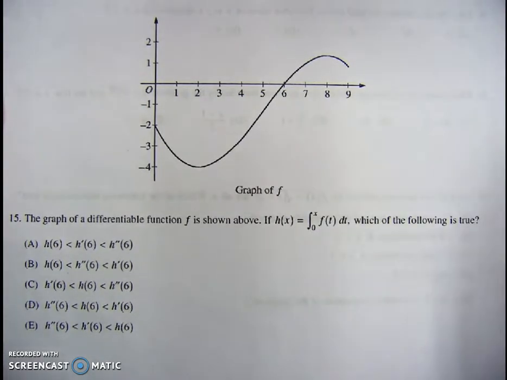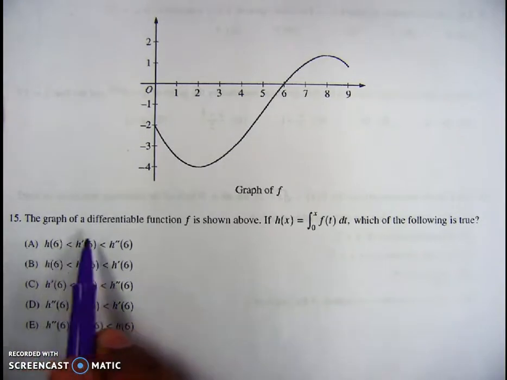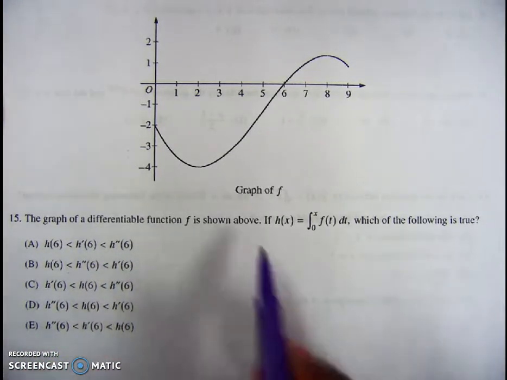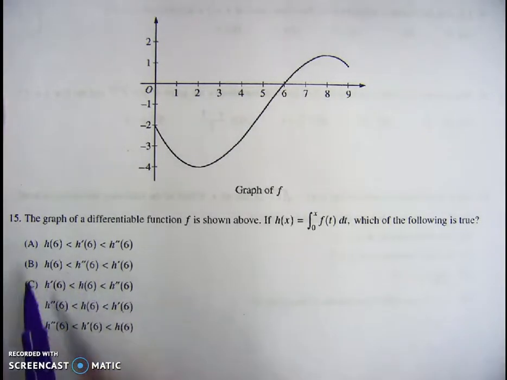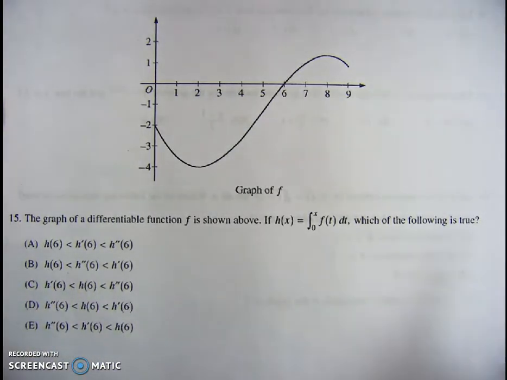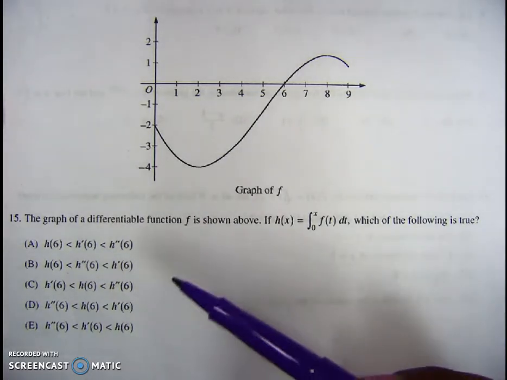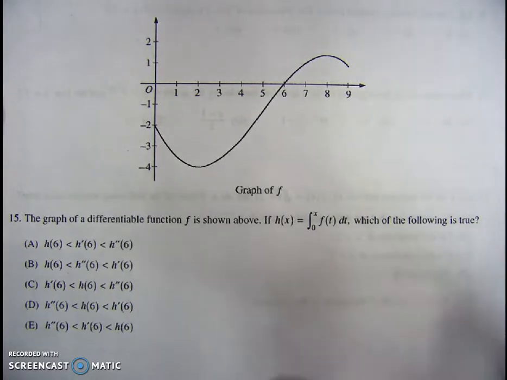The graph of a differentiable function f is shown above. If h of x equals the integral from 0 to x of f of t dt, which of the following is true? Okay, so you have 5 possibilities, and the 5 options here all have one thing in common.